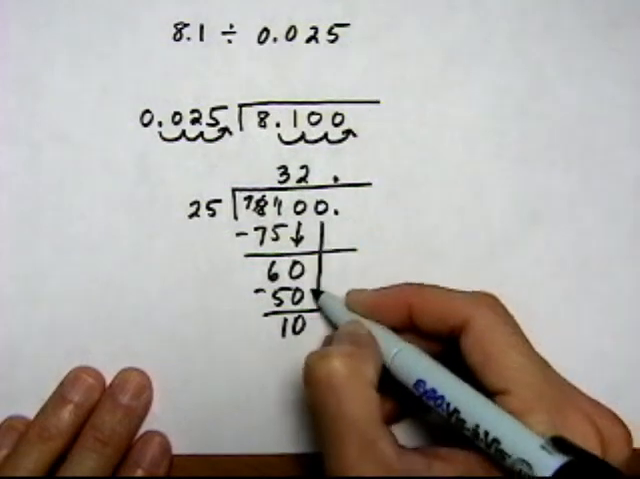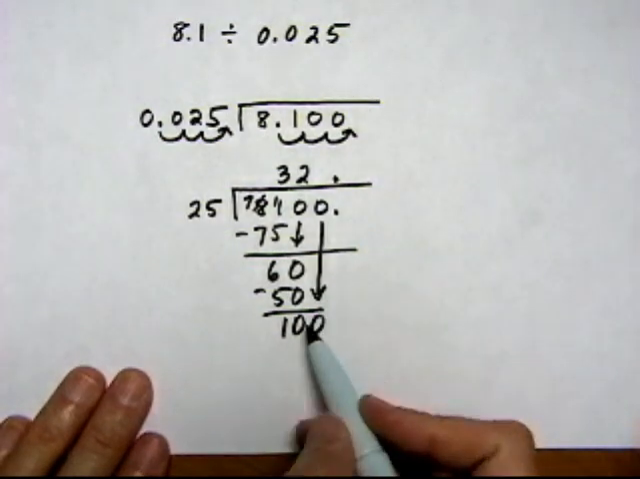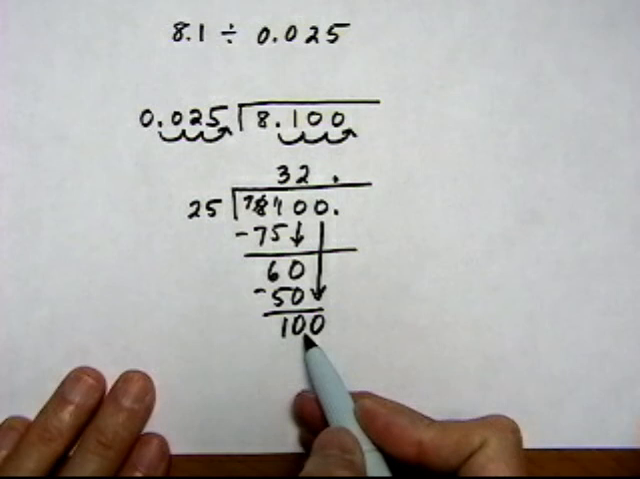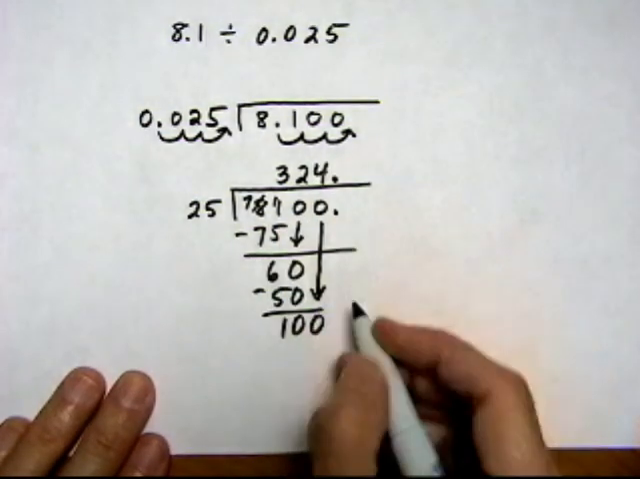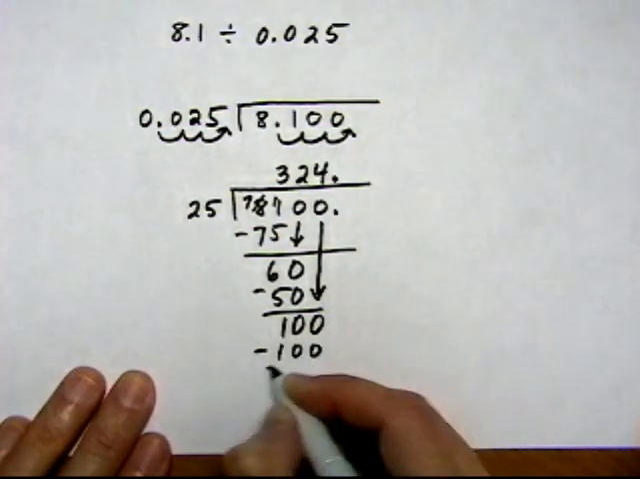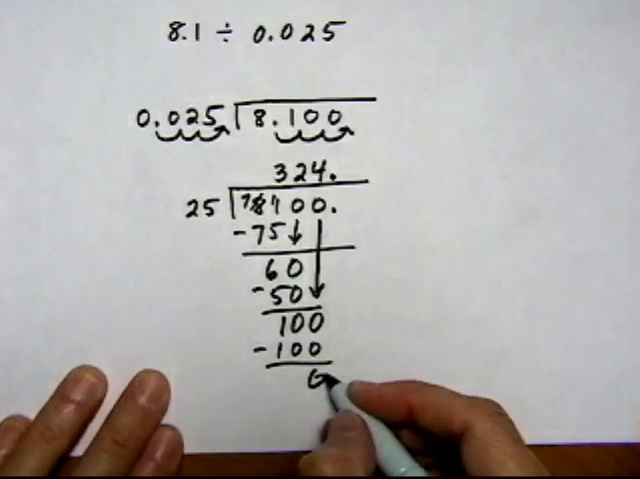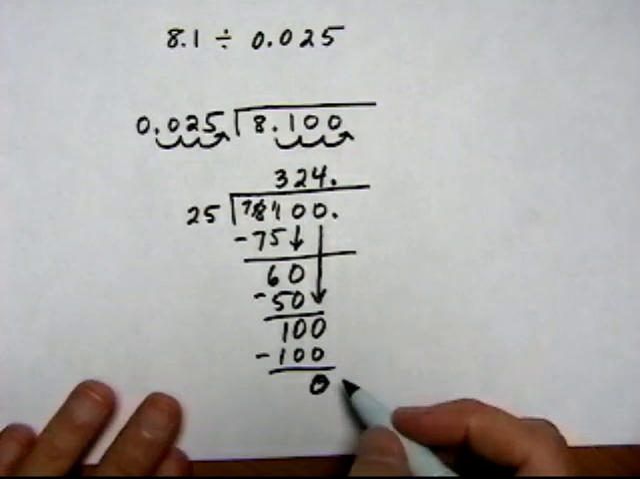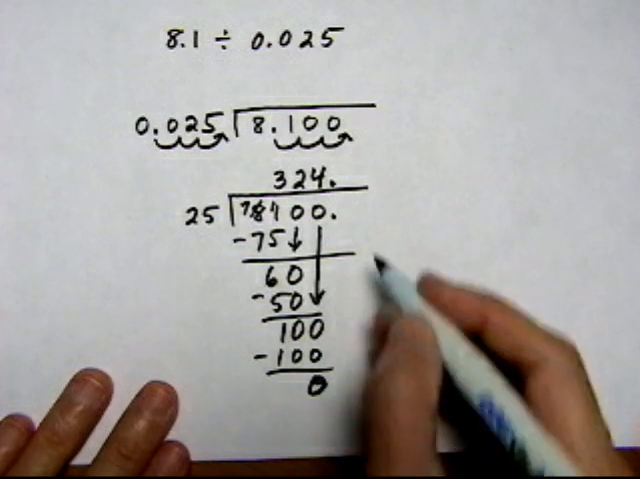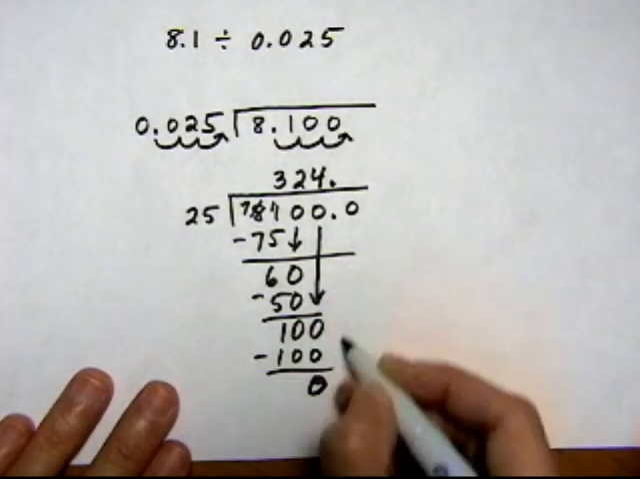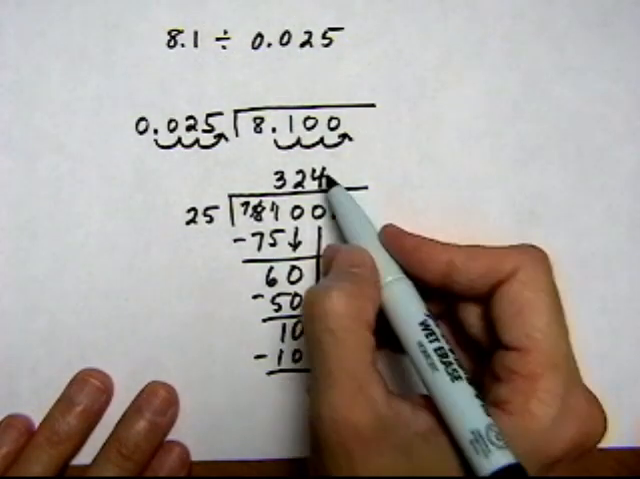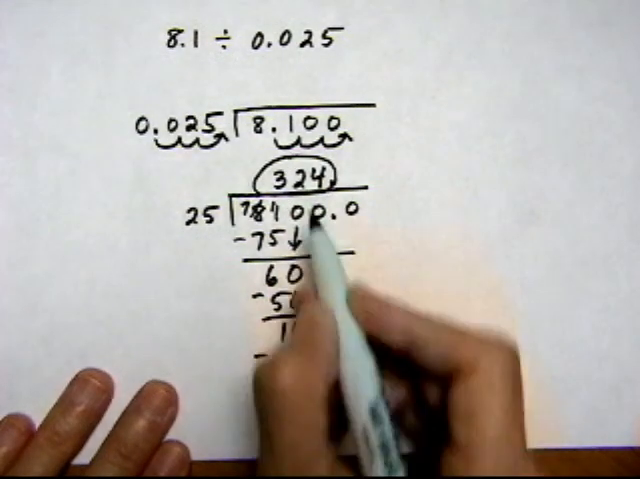Bring down the next digit, which is a 0. 25 goes into 100 4 times. So I subtract 100, 0 remainder. So because this is a 0 remainder, we're done. If there was other than 0, again, we would add the 0 here, bring it down, and keep going. But now we're done, and the answer is 324.